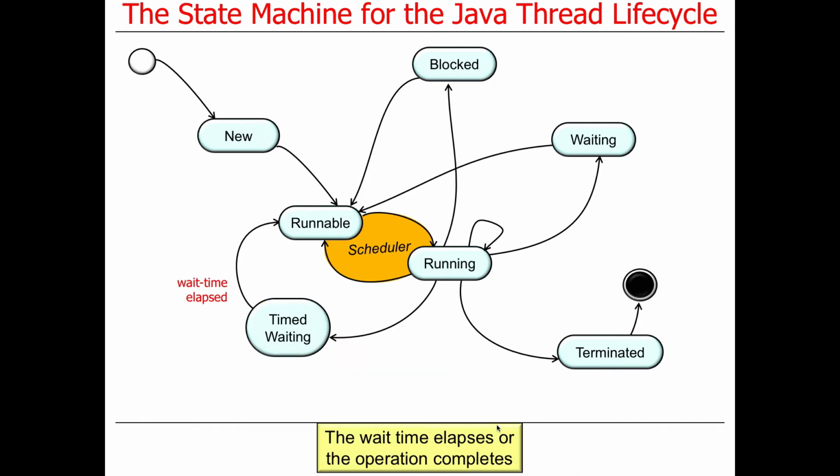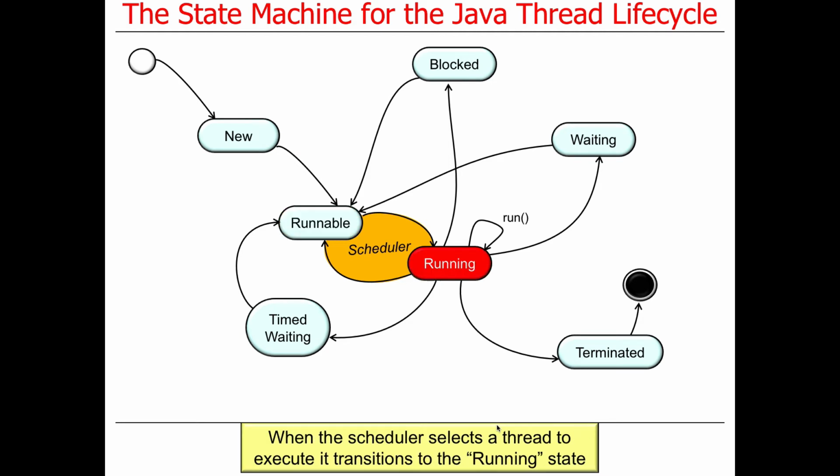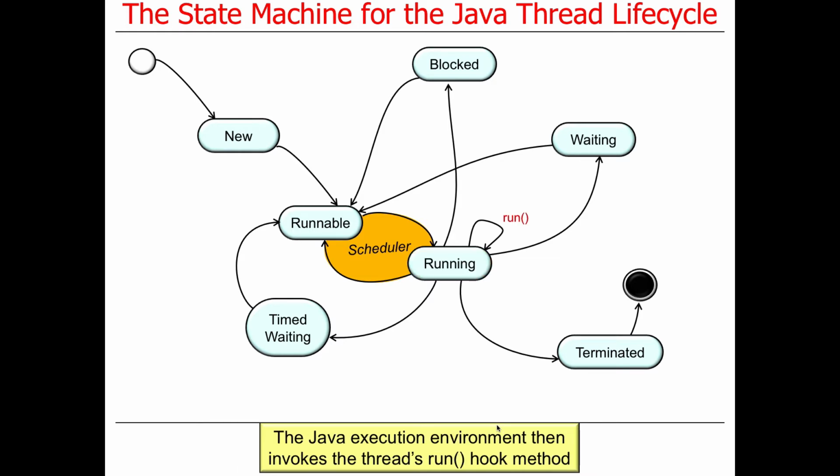When the timeout elapses or the operation completes, whichever comes first, that will then cause the thread to become runnable again. But it doesn't mean it starts up right away. It just means that it's capable of being selected by the scheduler when its time has come, and then the scheduler will go ahead and run it once again. So now it'll be running. And once again, the run hook method will get called back.